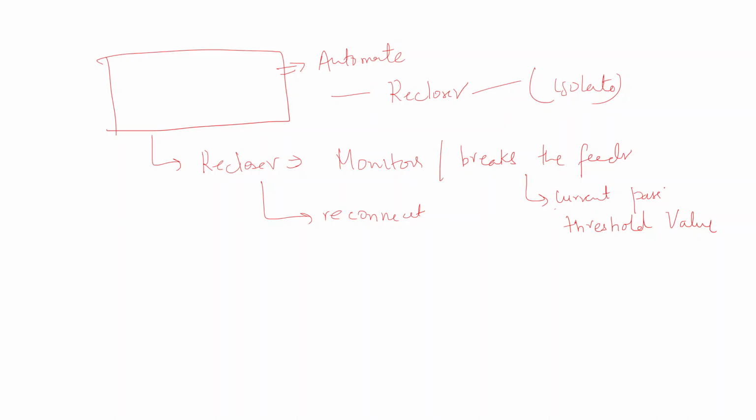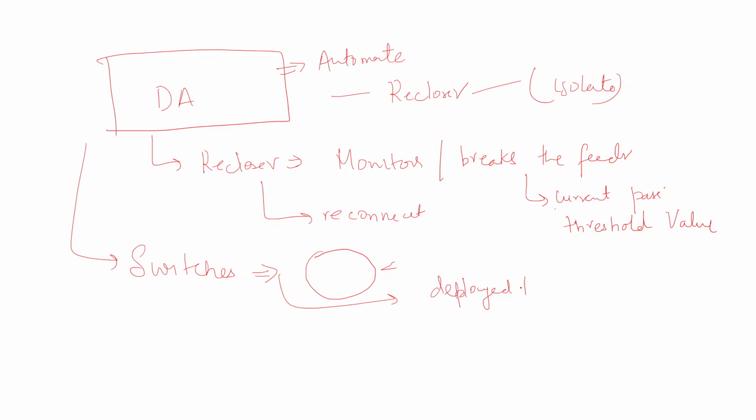And another component of the distribution automation system is switches. Actually, switches are deployed to sectionalize, to isolate a faulty section of the feeder circuit. So these are generally deployed to sectionalize the faulty sections of the feeder.